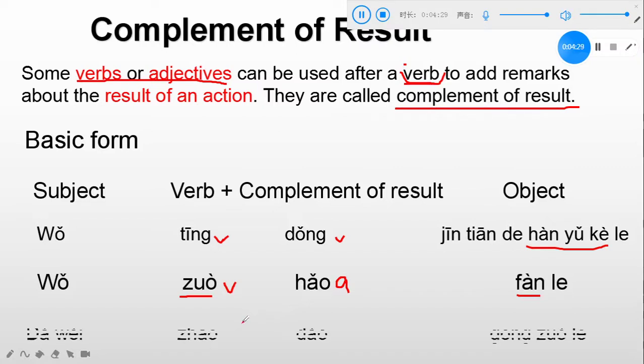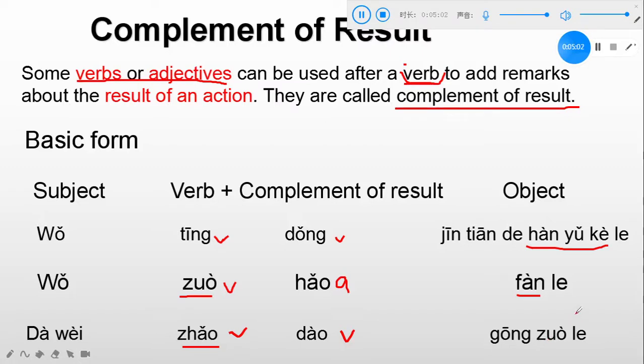Alright, now example 3. 大卫找到工作了. This example comes from our text, probably text 3, maybe. Alright, 找 means to look for. 到 originally means arrive. But here 找到 together means to find something. So David found a job. 工作, a job.